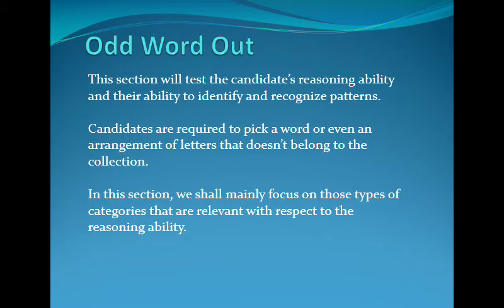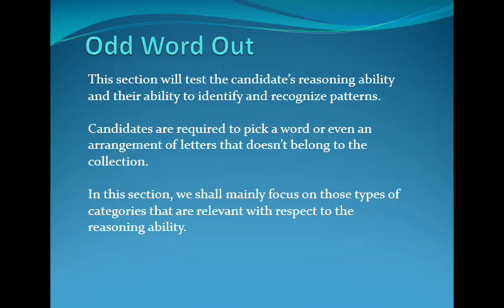Hi, in this session we'll have a look at four different types of questions that come in the verbal ability section of an aptitude test. One is odd word out, then we have jumbled sentences or para-jumbles, and we'll also have a look at synonyms and antonyms. So let's start with odd word out.